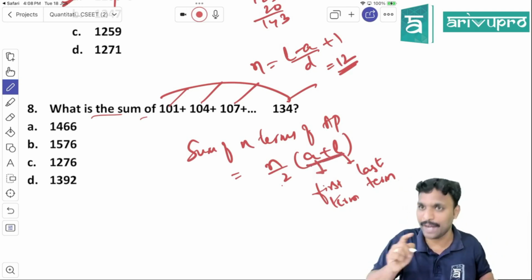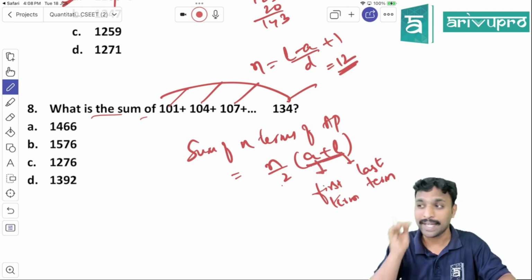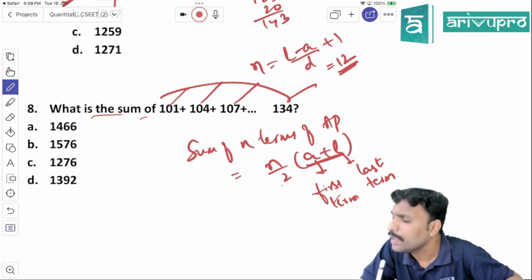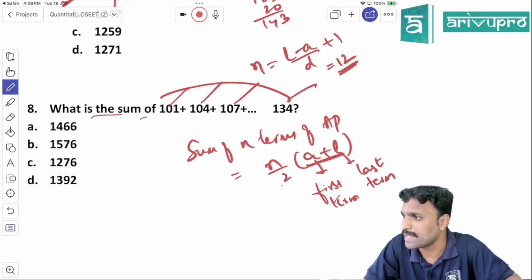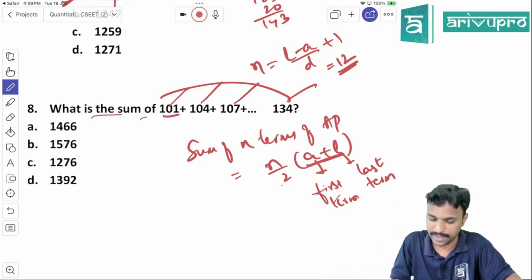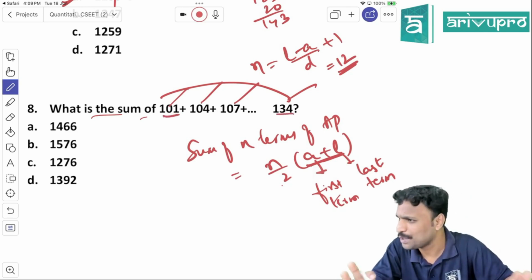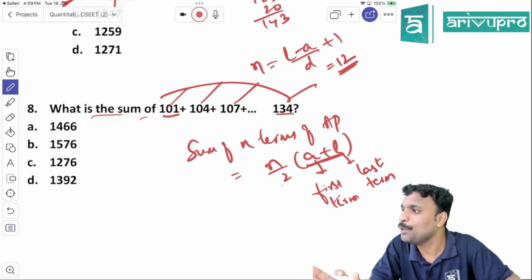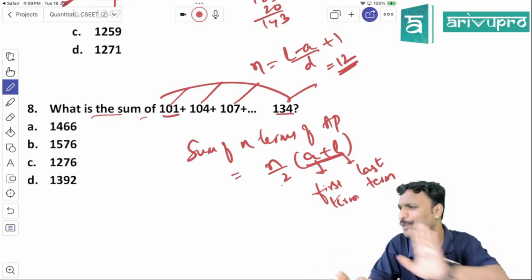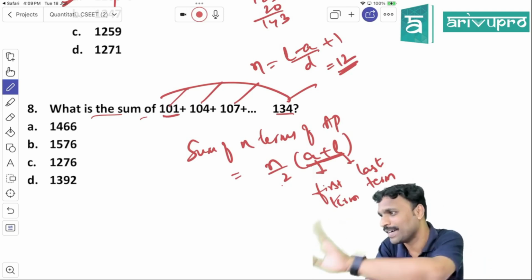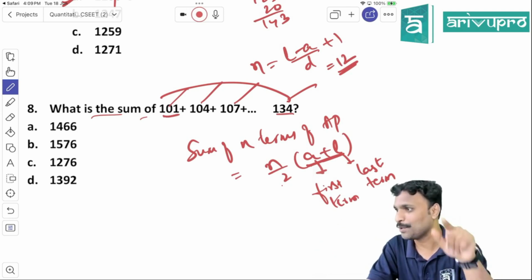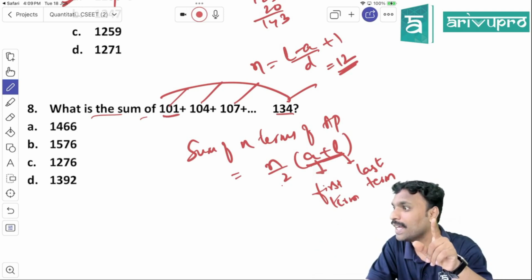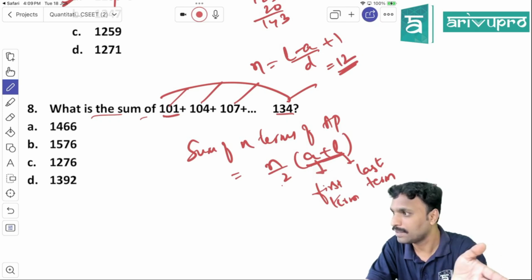Ipo inside what is there? a plus l. Tell me what is a plus l? Yeah. Within the brackets, what you've got? a plus l. What is a? 101. What is l? 134. 100 plus 100 is 200. 1 plus 34 is 35. 235. You put 235 into 6 panano. Don't do 235 into 6. Do what? 200 into 6, 1200. 30 into 6, 180. 1200 plus 180, 1380.